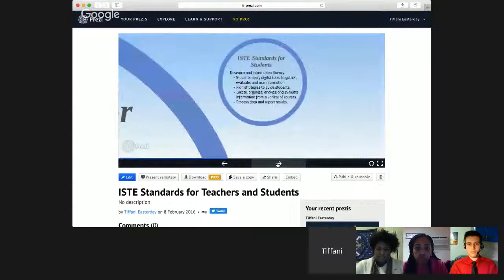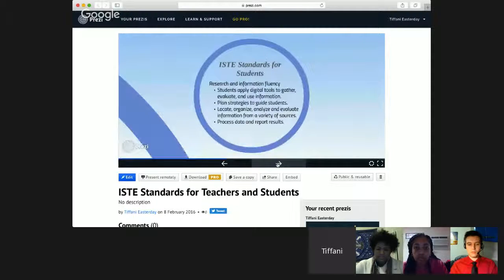Another student standard that I did was research and information fluency. This is where students apply digital tools to gather, evaluate, and use information. They plan strategies to guide themselves. They also locate, organize, analyze, and evaluate information from a variety of sources. They also learn to process data and report results.